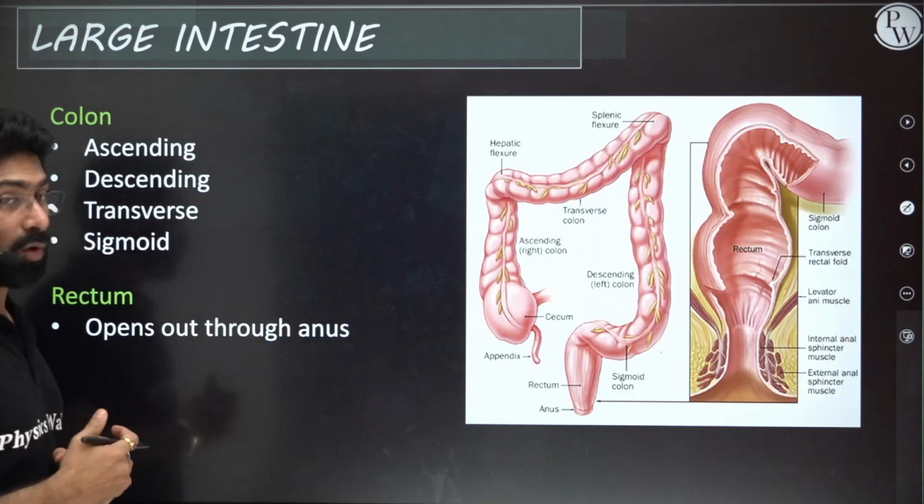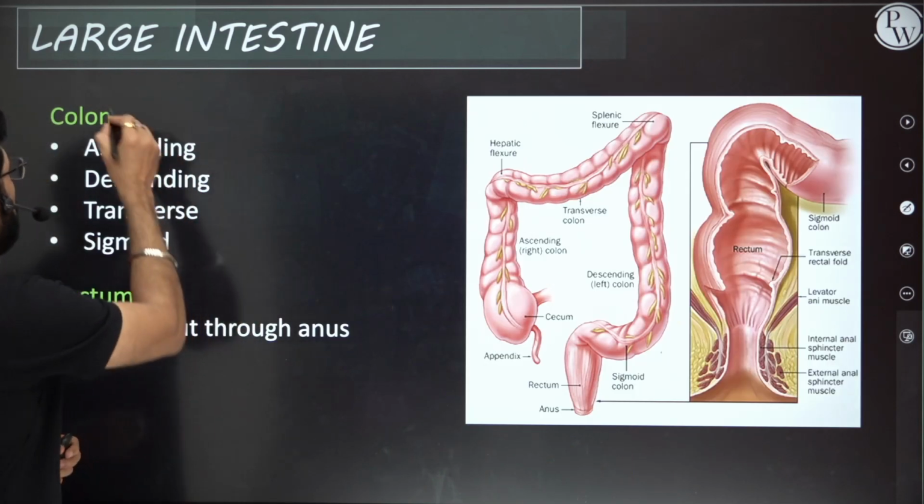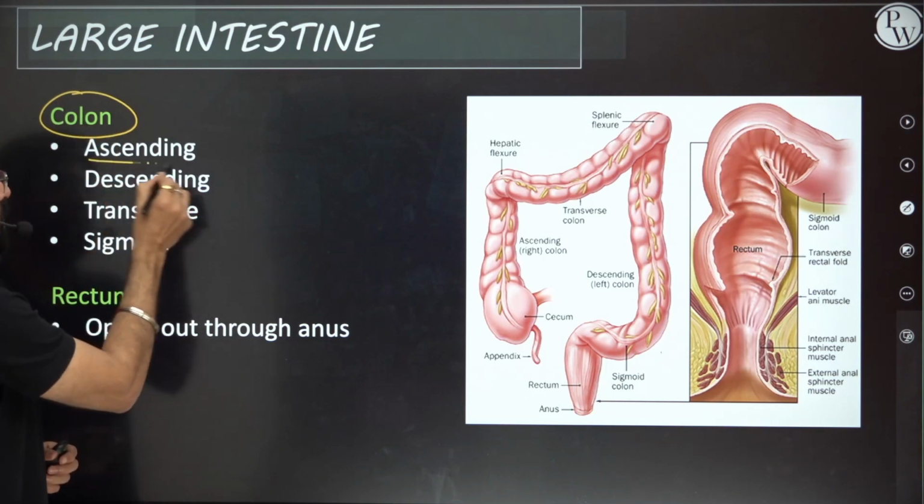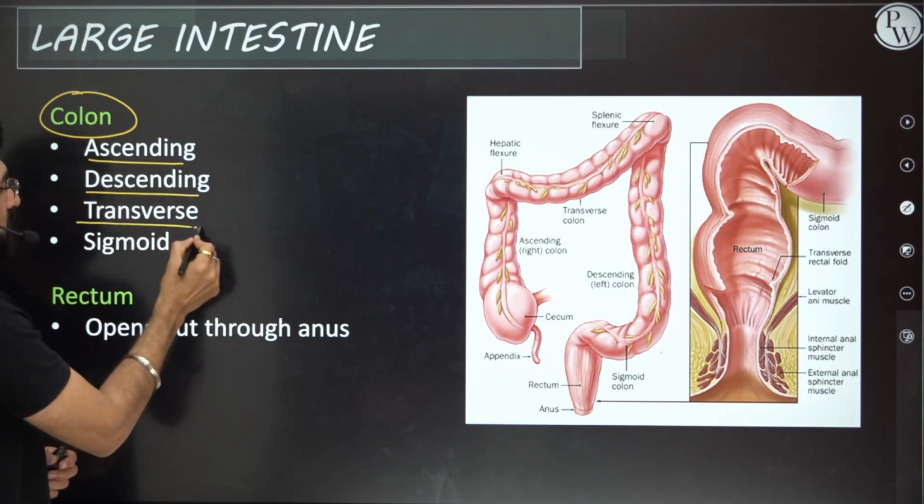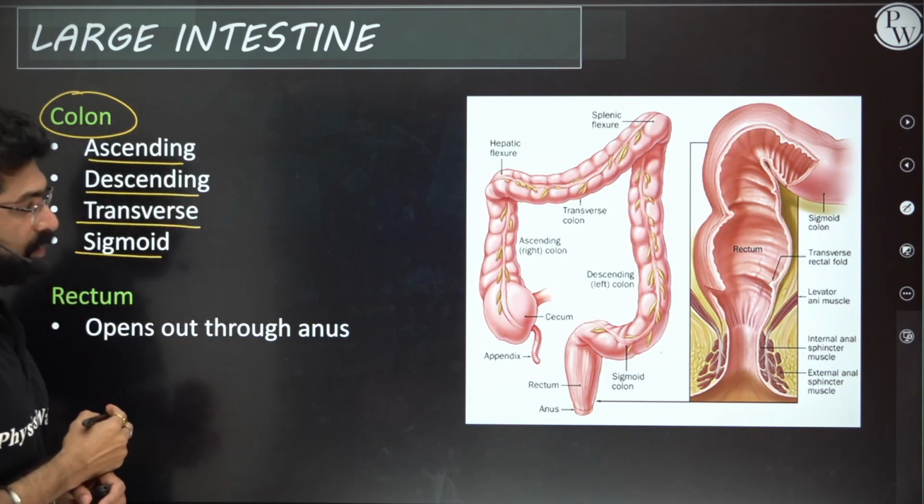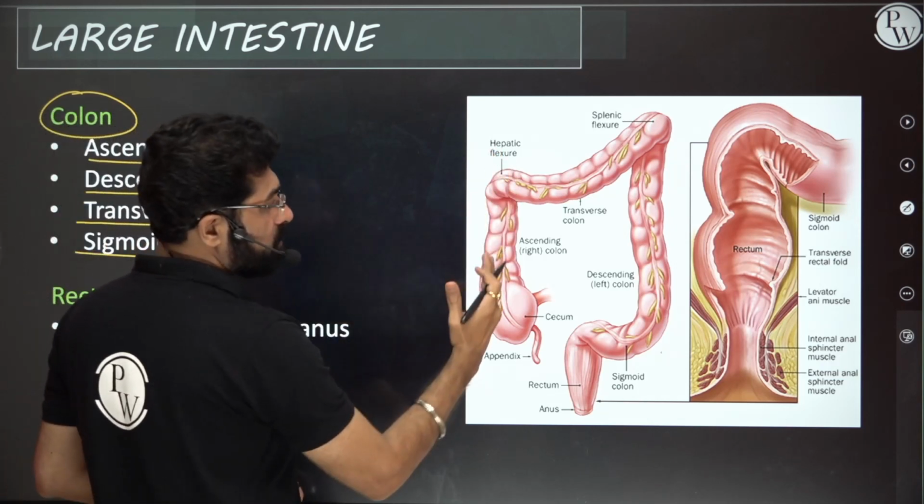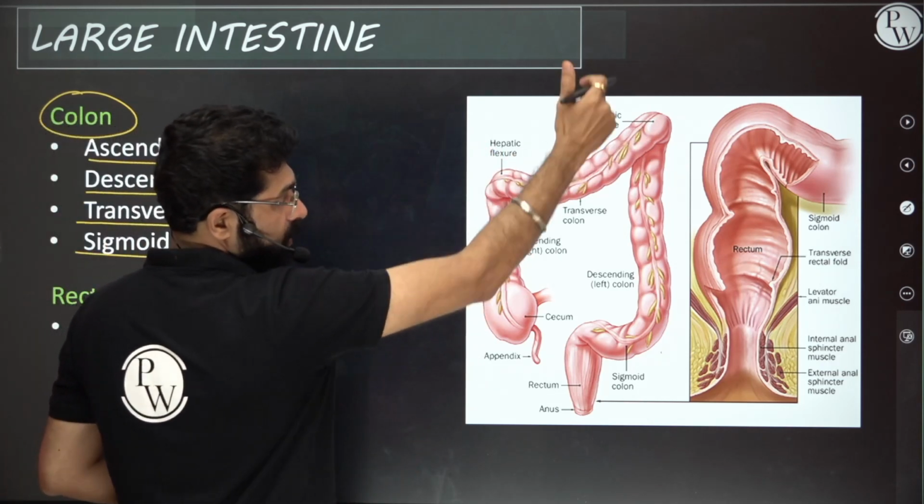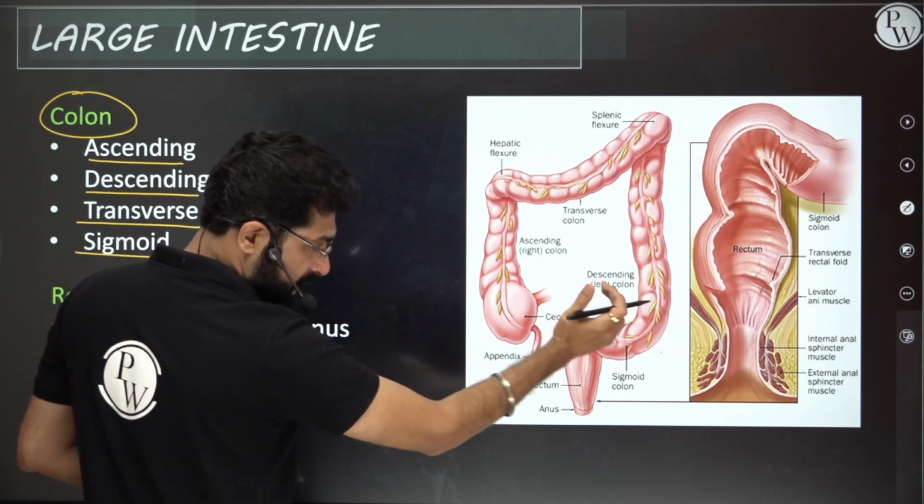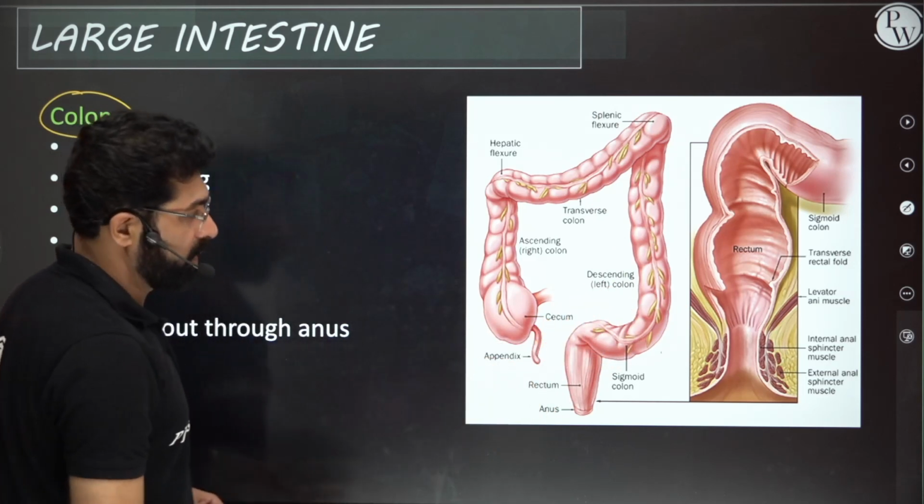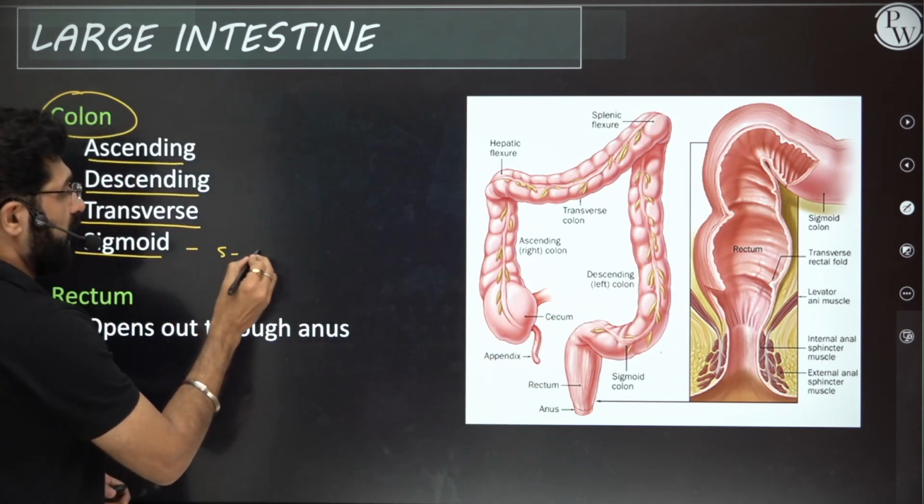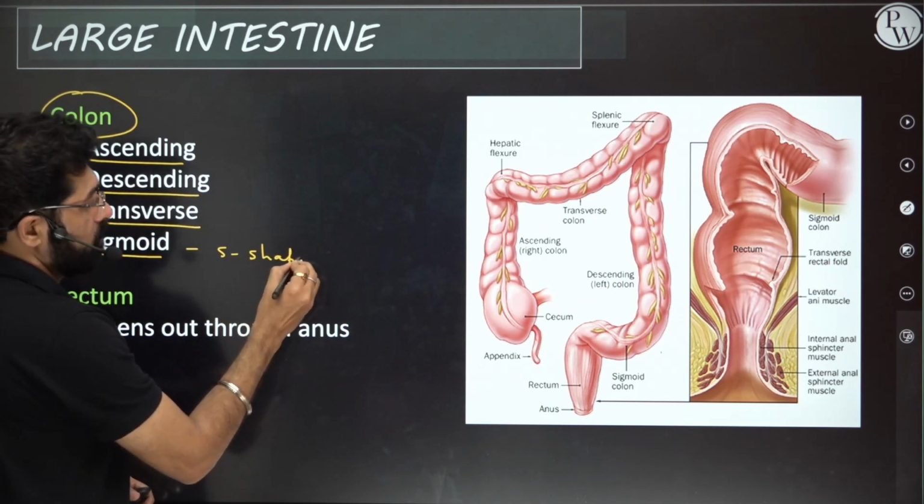Now let's talk about the colon part. Now the colon has four parts, as I told you. One is the ascending colon, next is the descending colon, third is the transverse, and fourth is the sigmoid. So this is the ascending colon, this is the transverse colon, this is the descending colon, and this is the S-shaped structure called the sigmoid colon. So the sigmoid colon is the S-shaped colon.